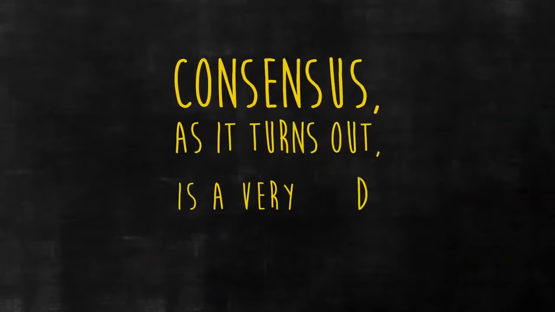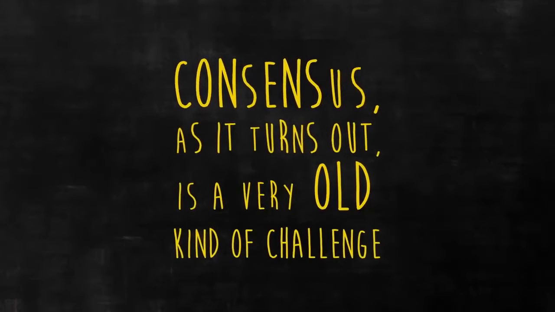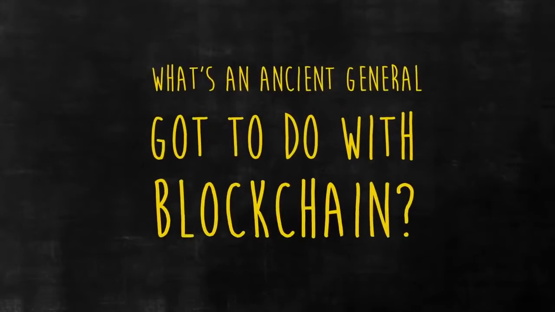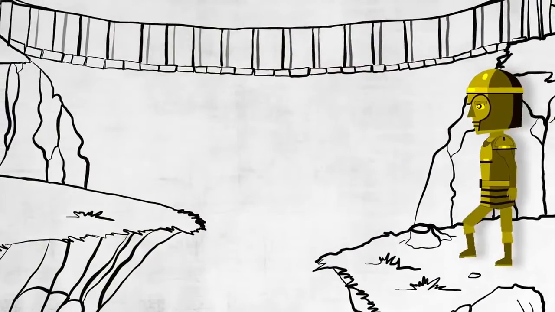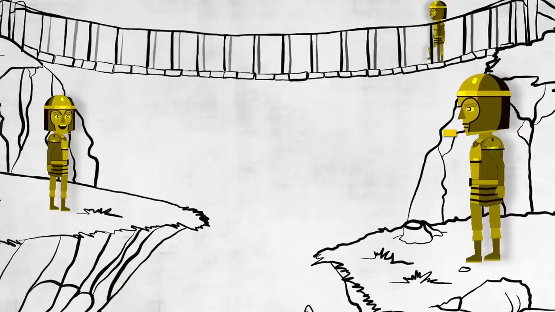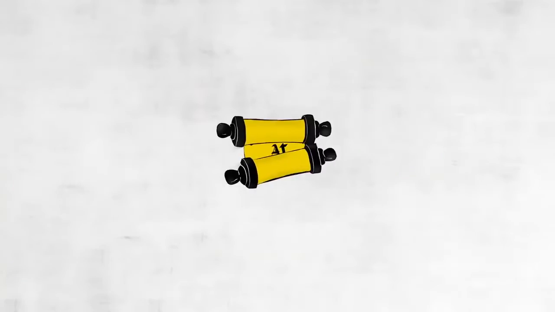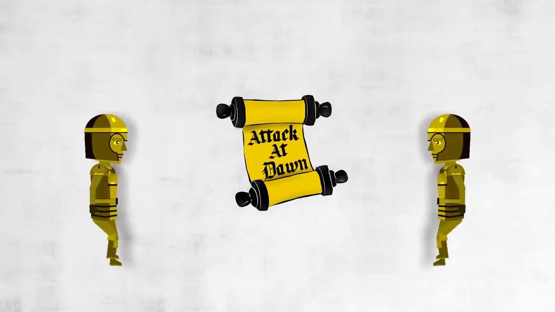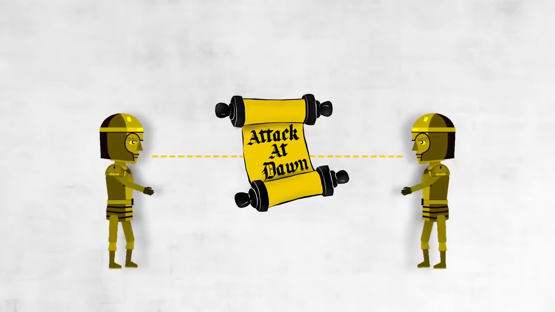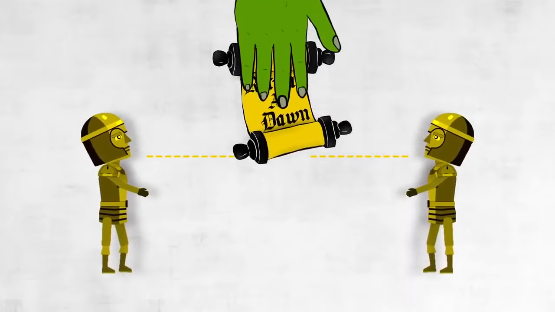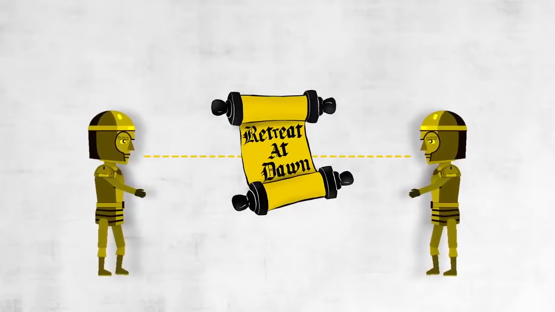Consensus, as it turns out, is a very old kind of challenge, which mathematicians and computer scientists call the Byzantine general's problem. What's an ancient general got to do with blockchain? Well, sending out messages between multiple parties and making sure they are valid is a problem that people have been struggling with for thousands of years. Imagine you want to send out a message to your army that says, "Attack at dawn," but your message is intercepted and replaced by your enemy with a counterfeit message that reads, "Retreat at dawn." If that happens, you've got a serious problem on your hands.